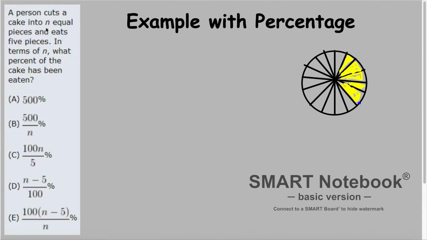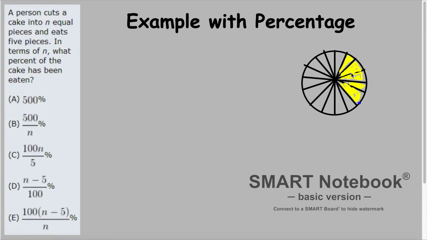A person cuts a cake into n equal pieces and eats 5 pieces. In terms of n, what percent of the cake has been eaten? So to answer this question, first let's see the 5 pieces. Let's say this is the cake. And n is a defined number, but let's say we don't know exactly what n is.